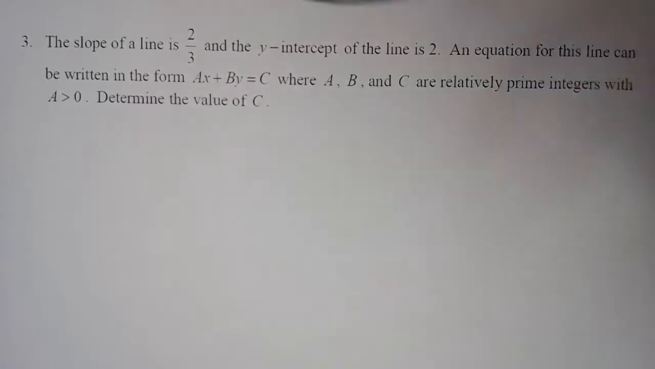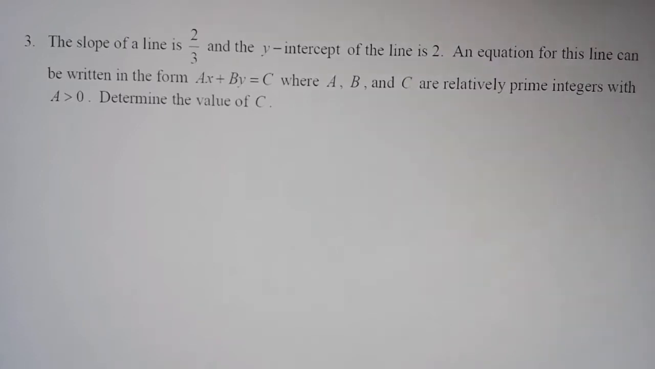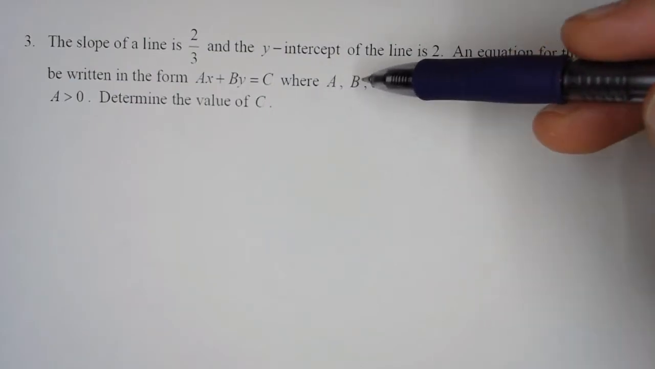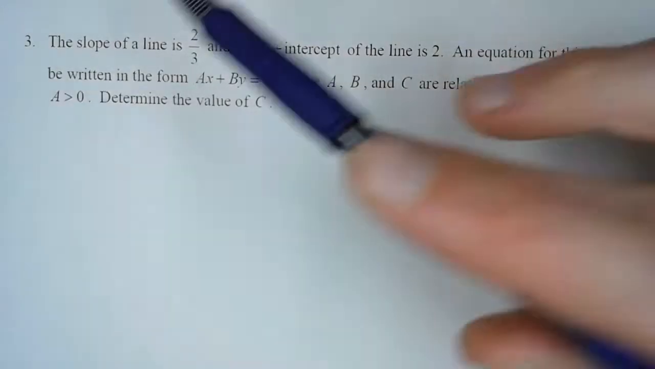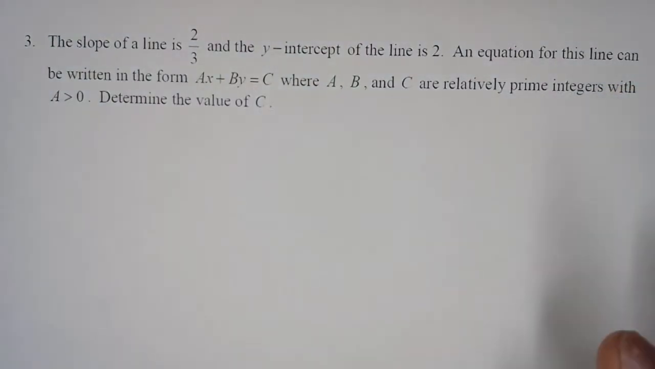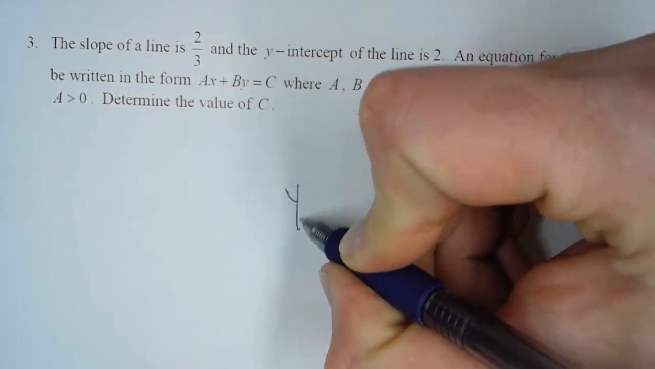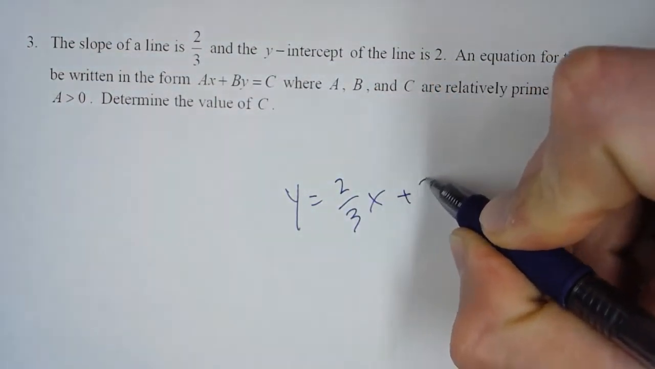In this problem, they give us the slope of a line is 2/3, and the y-intercept of a line is 2. So, an equation for this line can be written in the form ax plus by equals c, where a, b, and c are relatively prime integers with a greater than 0. So we want to determine the value of c. Now, just given the first sentence, we can write this as y equals 2/3 x plus 2.